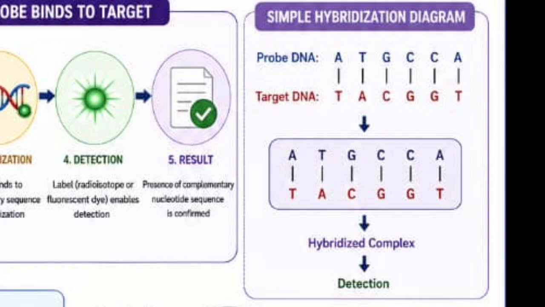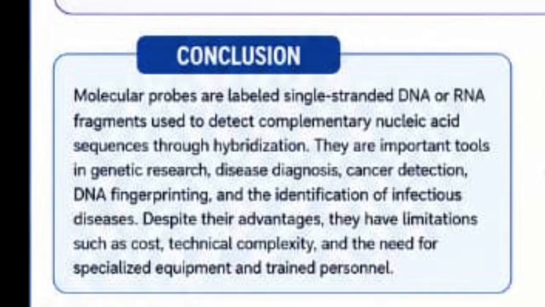Hybridization. So now, in conclusion, molecular probes are labeled single-strand DNA or RNA fragments, which you send into the body. You have to make sure that it is complementary, because remember, for replication, there must be formation of a bubble, which means the two DNA strands have to open. If the two DNA strands are open, the probe will go and bind where it is most complementary. Are you getting it now? It is a very important tool used for research, disease diagnosis, cancer detection, DNA fingerprinting, and identification of infectious diseases.